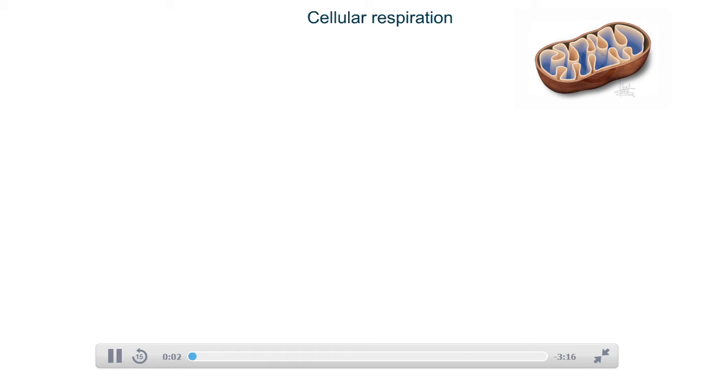Alright guys, I'm going to give you a brief overview of what cellular respiration is, because this is one of those concepts that students always have a difficult time with. Cellular respiration takes place in the mitochondria. Remember from a few weeks ago, the mitochondria has the sole job of producing energy for the cell.